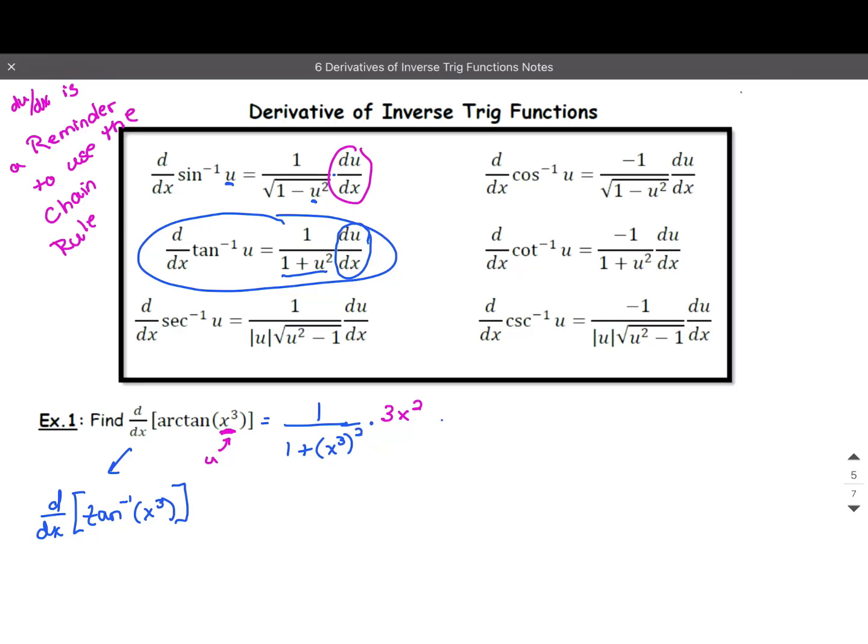So now we're just going to simplify that. That 3x squared is in the numerator. 1 plus x cubed squared is x to the 6th. And you've done your first inverse trig derivative. Yay! Let's try another one.